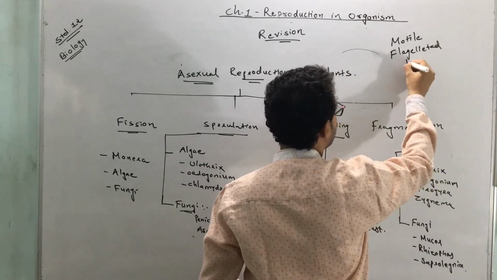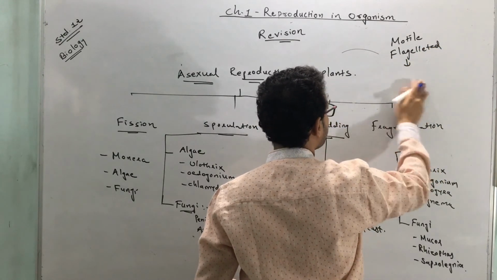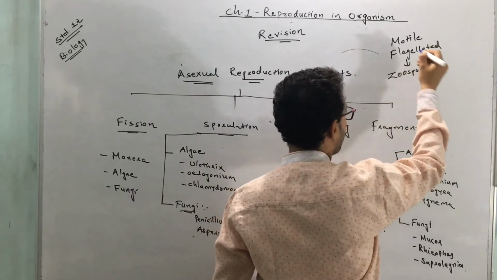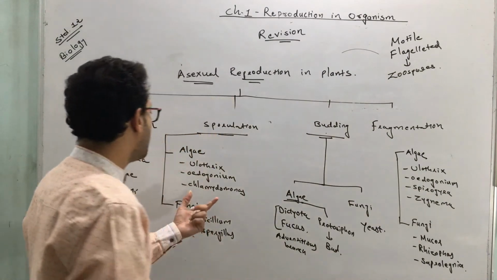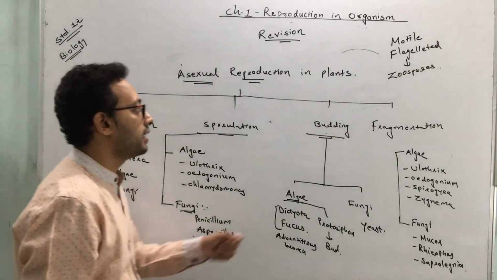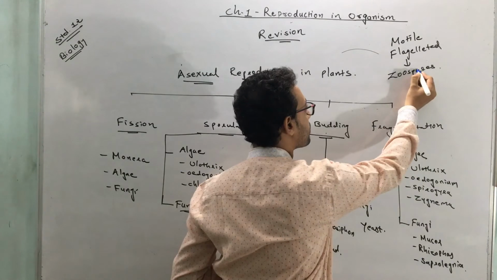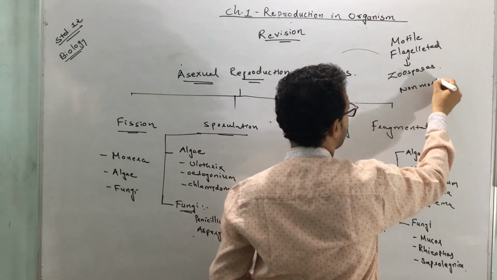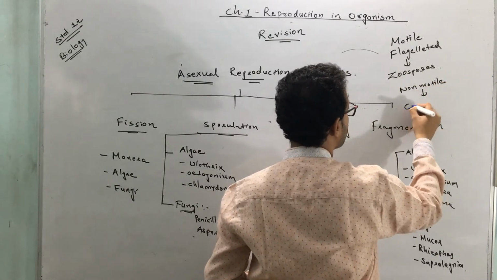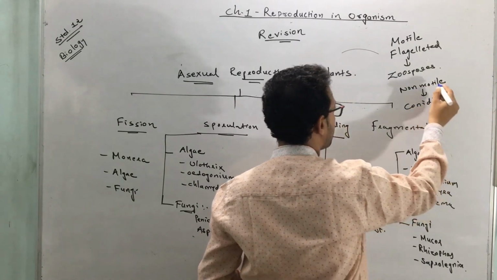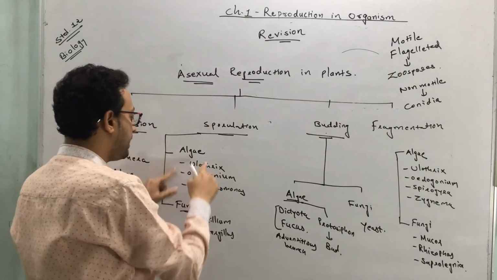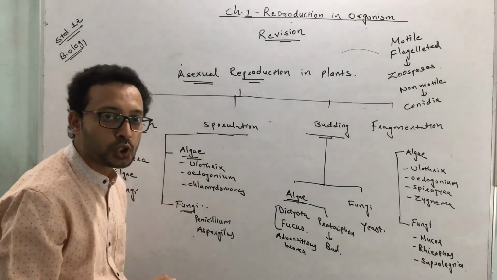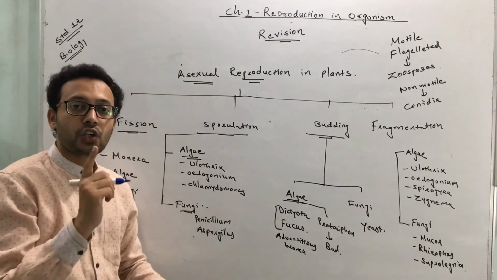These motile and flagellated spores are called zoospores. Remember, this is important. The motile and flagellated spores, which are usually found in algae, are called zoospores. And the non-motile, non-flagellated ones are called conidia. Motile spores are found in algae, non-motile spores are found in fungi. So that's why in algae you can find zoospores, and in fungi you can find conidia.